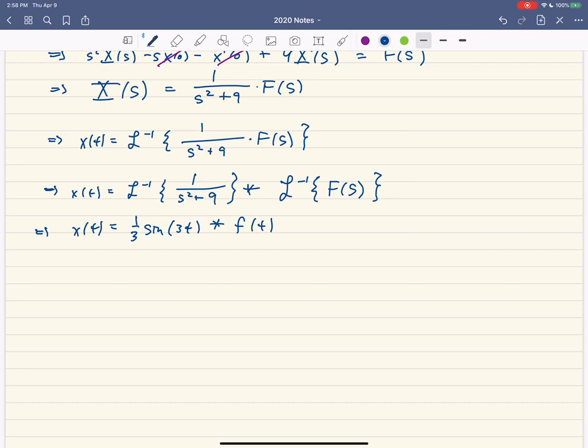And by the definition of the convolution, this is going to be the integral of 1/3 sine of 3y times f of t minus y, dy. And there we are.